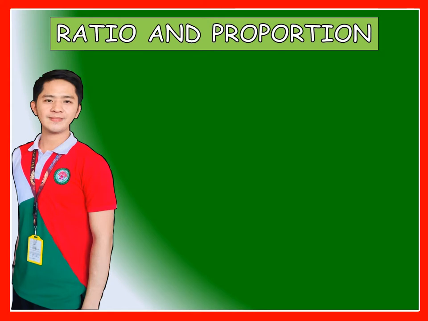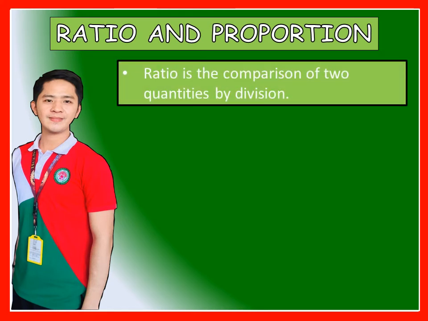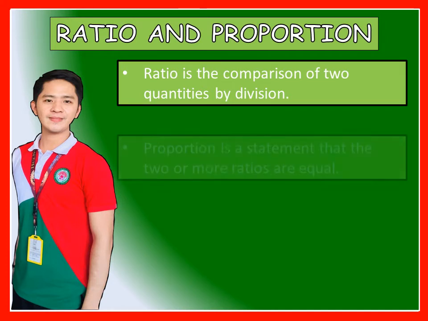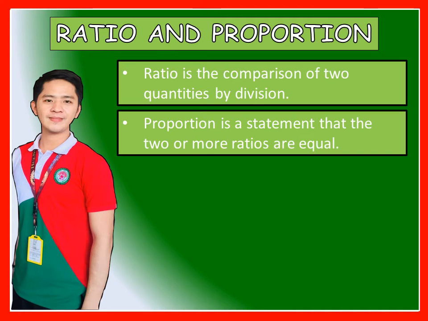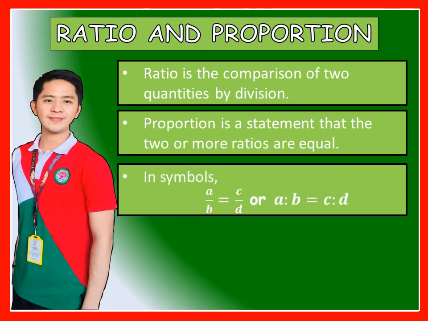Let us go to the ratio and proportion. Ratio is the comparison of two quantities by division. But proportion is a statement that two or more ratios are equal. So in symbols, A over B equals C over D, or A is to B equals C is to D, where B and C are called the means, and A and D are called the extremes.